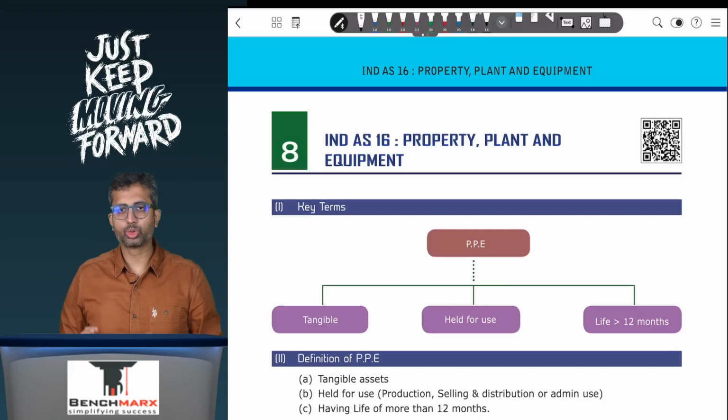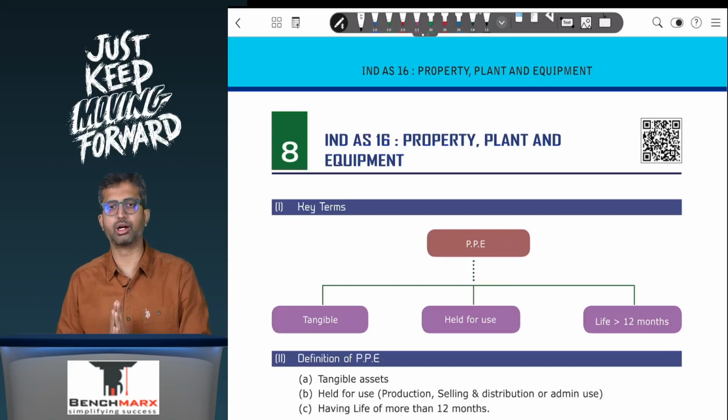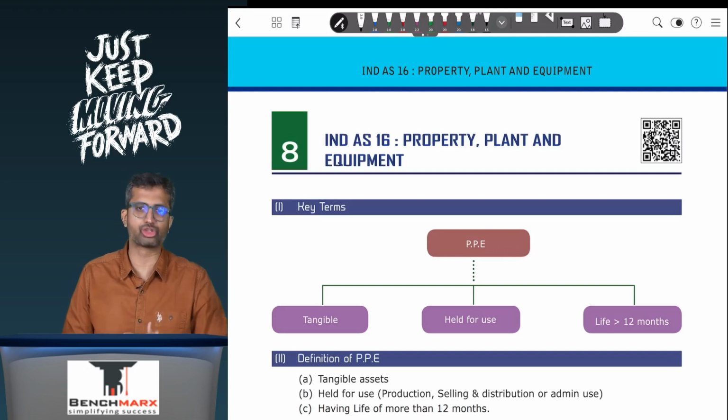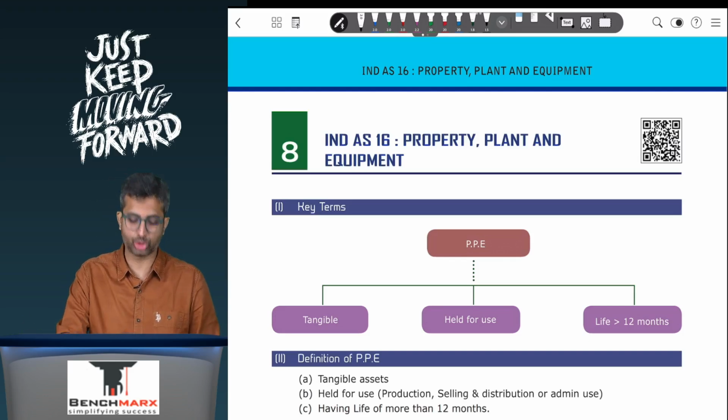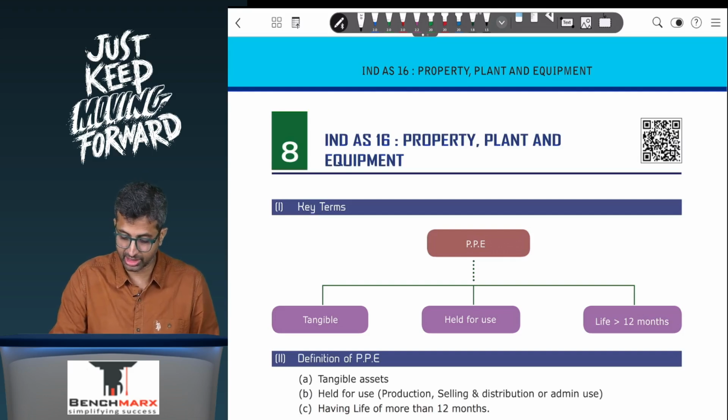So we will go to the Ind AS section. We will start with the asset based standards. This is Ind AS 16 on property, plant and equipment. I would put this into the tier 1 important category standard.